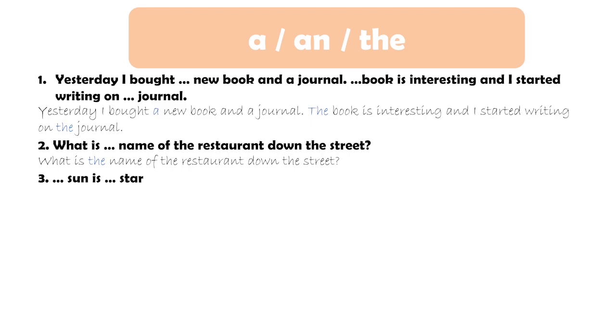Number 3. Blank sun is blank star. The sun is a star. We're talking about the sun. There is only one sun. The sun is a star. Why a star? Because it is one of many stars.